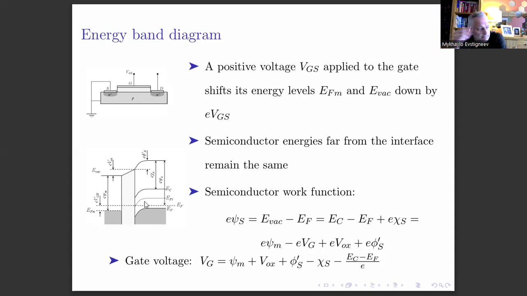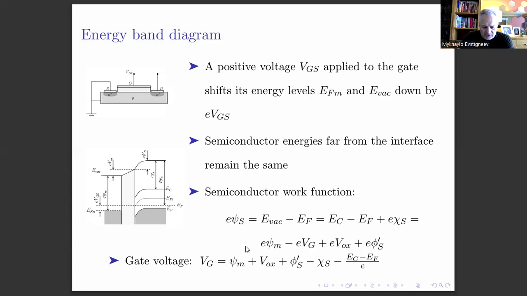Now, since we have applied the voltage to the metal, to the gate, the Fermi levels of the metal and the semiconductor differ from each other by the amount elementary charge times the gate voltage. So we need to subtract this energy, elementary charge times the gate voltage, to get the energy difference between the vacuum energy on the semiconductor side and the semiconductor Fermi energy.